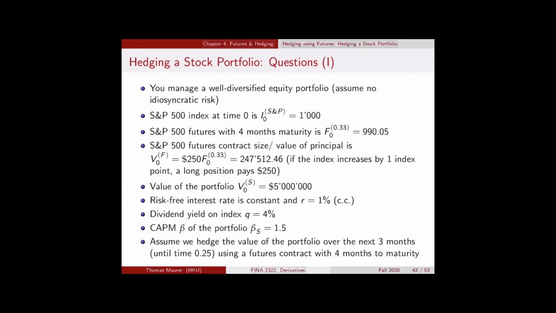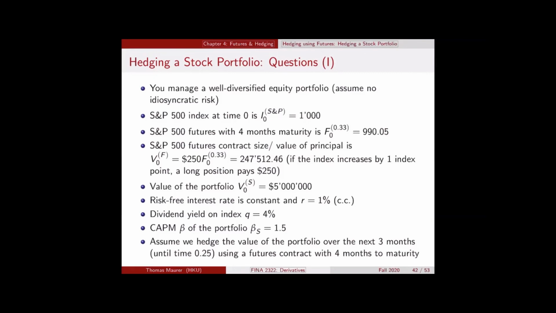What does it mean that the futures is defined as $250 per index point? It means that if the futures price increases by 1 index point, then the long position earns $250. If the futures price decreases by 1 index point, then the long position loses $250. Suppose also that the value of our portfolio today is $5 million and the risk-free interest rate is constant over time and equal to 1%.